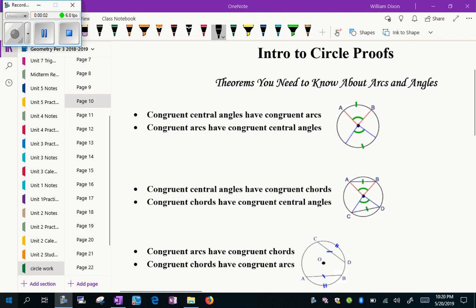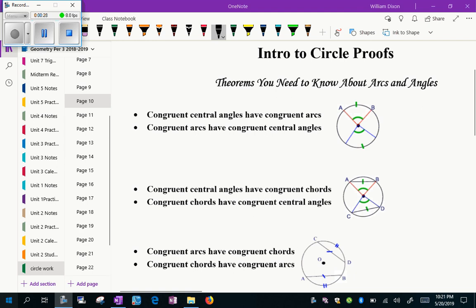All right, in this video, we're going to talk about some circle proofs. And I know we're saying the word proof, but it's really a good opportunity for us to put together some knowledge that we've learned in the past couple days and also circle back on some knowledge that we've learned in our past. And we're going to do that a little later in the video. But before we get there, let's talk about some theorems that we need to know about arcs and angles in order to start our proofs.